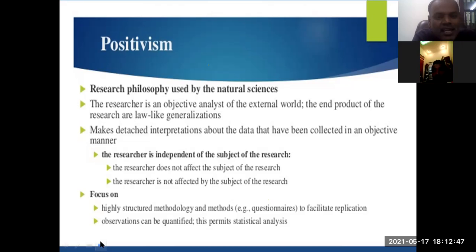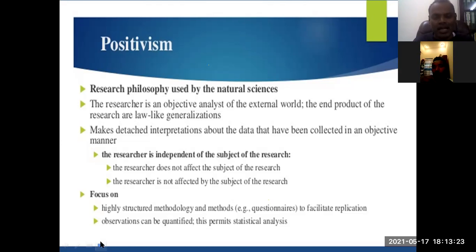So the researcher does an objective analysis of the external world. The end products of the research are law-like generalizations. There are no deviations. This positivism won't allow deviation. It just makes law-like generalizations. For example, 1 plus 1 equals 2. There is no deviation. Or 2 multiplied by 2 is going to be 4. There is no deviation. Something like a concrete formula.